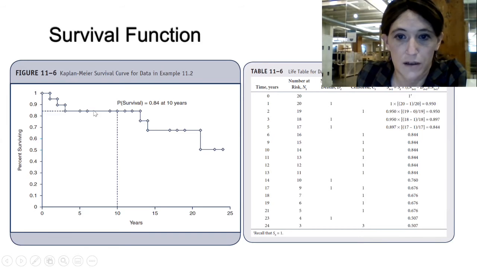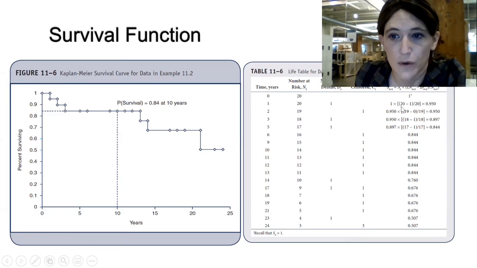At time 1, our number at risk was still 20. We had 1 death at time 1, okay? We can then calculate our survival probability as 1 times (20 minus 1) divided by 20. So basically 19 divided by 20 times the beginning proportion that we had, which was 1.0, and get 0.950, and so on.